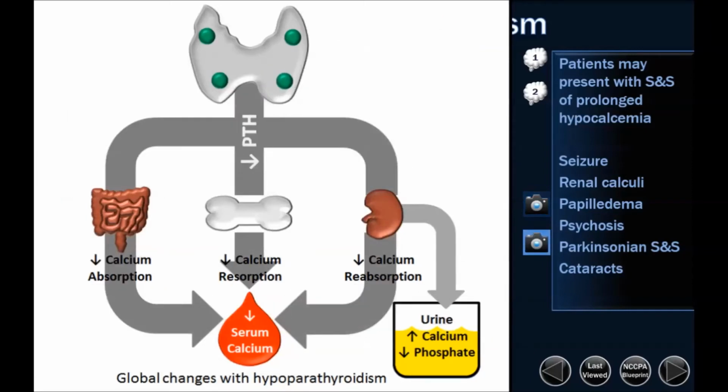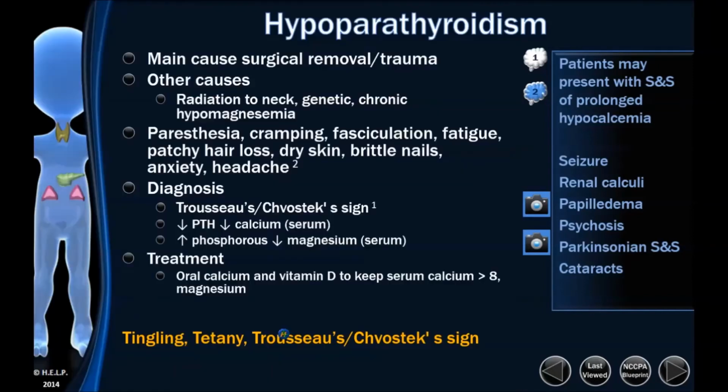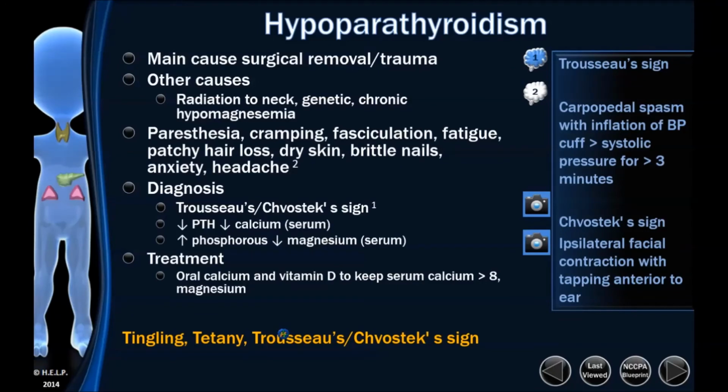Now, in a hypoparathyroid state, what happens? Well, if there's not enough parathyroid, the gut is not going to absorb as much calcium. The calcium is going to stay in the bone, and it's not going to end up going to the serum. And the kidney is going to let it go. So you'll have an increased calcium in the urine, and you'll have decreased serum calcium in the end. So this is where we are from a physiological standpoint, and how is this going to affect our body?